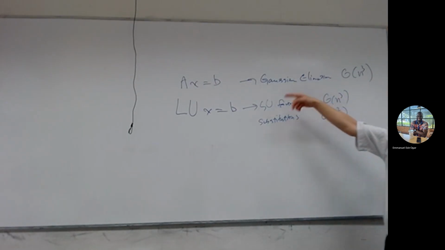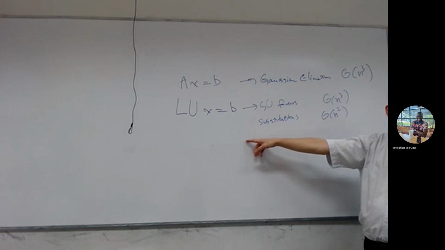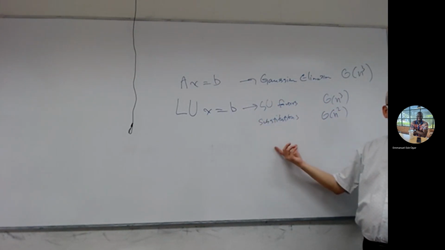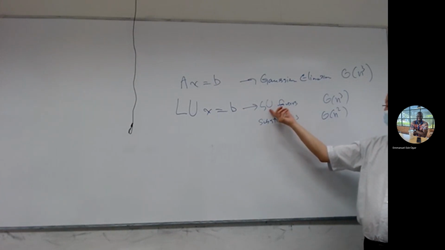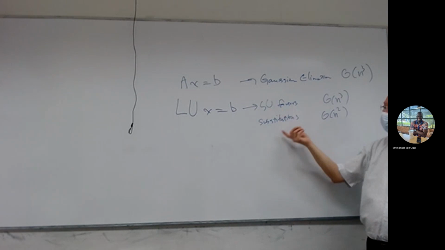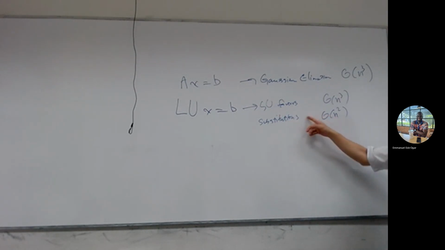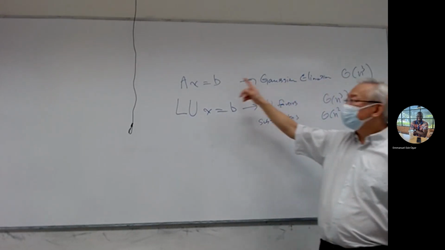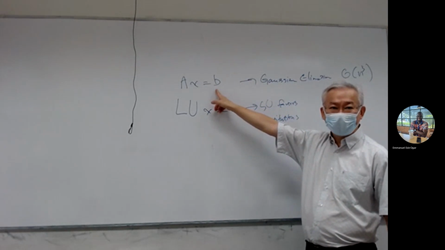So if we have to solve the equation Ax equal b for many vectors b, if we use the LU factorization, we only compute the LU factors once, and after that we do the substitution, and the flops required are only in the order of O(n squared), which is much less than if we had to do the Gaussian elimination every time for each vector b.